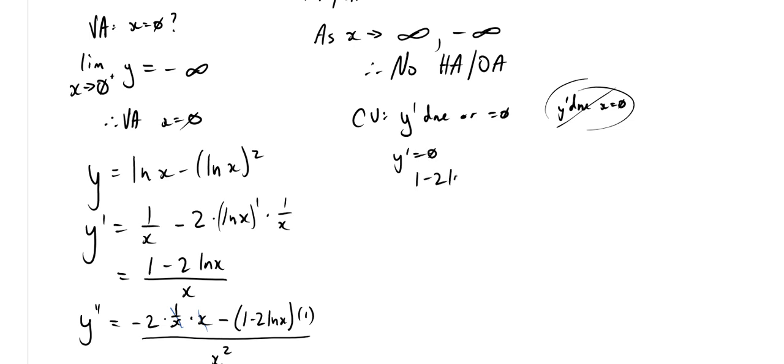So let's figure out where y prime equals 0. 1 minus 2 ln x equals 0. That's where the numerator of the derivative equals 0. So this is where ln x equals 1/2, and x equals e to the 1/2, which is the square root of e, which I believe is about 1.6. Root e, whoops. Yeah, 1.6.